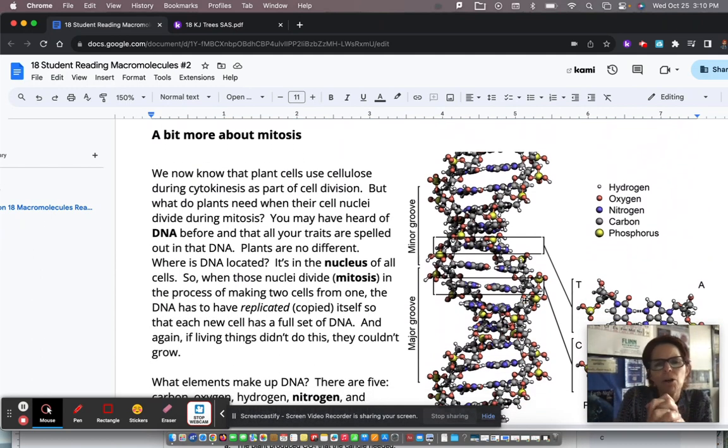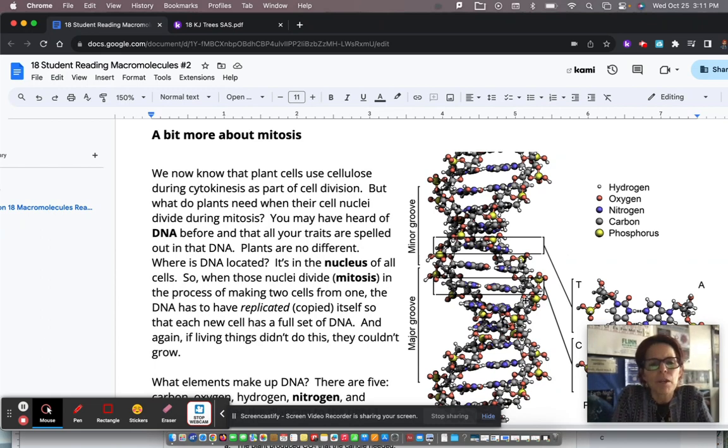It says, we now know that plant cells use cellulose, the one that looked like this with the glucose molecules, during cytokinesis, that's when a cell divides, as part of cell division. But what do plants need when their cell nuclei divide during mitosis? You may have heard of DNA before and that all your traits are spelled out in that DNA. We're going to have a whole unit on DNA coming up, so we'll learn a lot more about it.